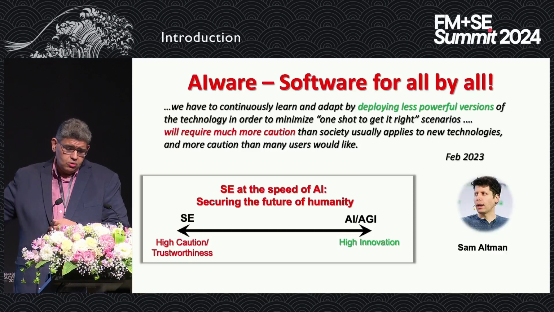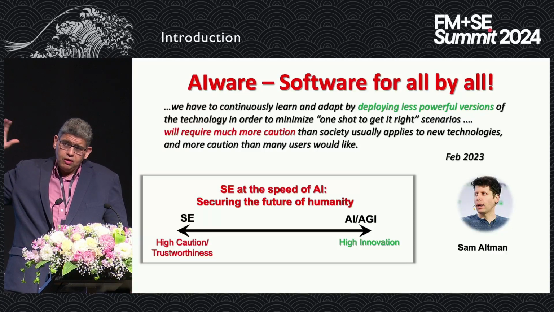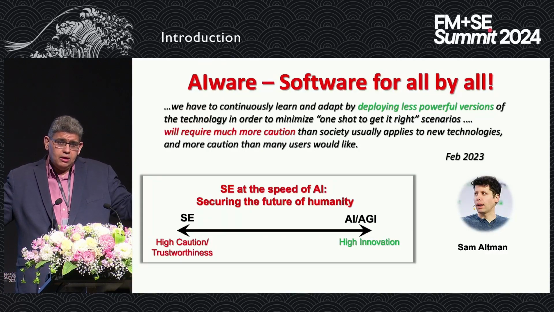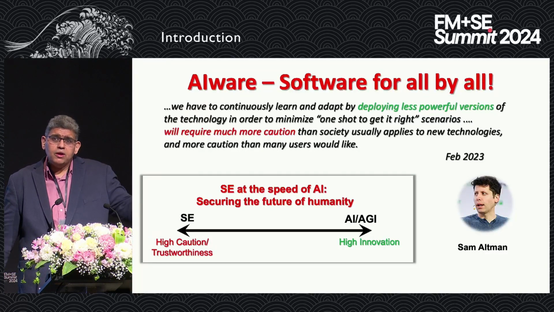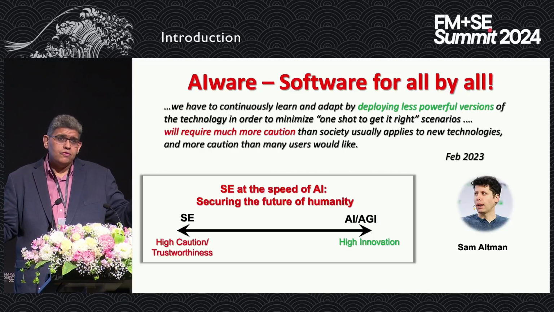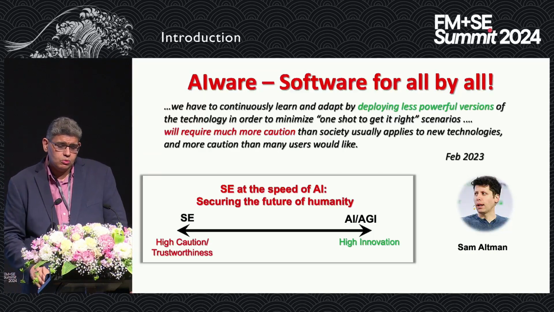So on one extreme, we have the AI folks, who are very focused on high innovation, but the reality today is software is very critical to our infrastructure and our daily life. And getting that middle between the excitement of the AI folks and the rigor and the engineering of software engineering is a very important thing as we move forward.